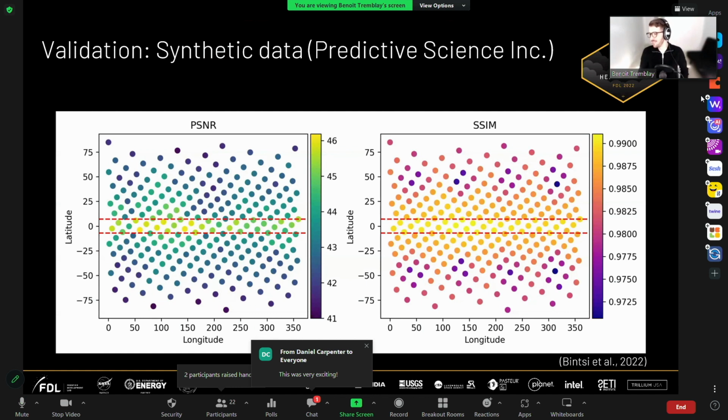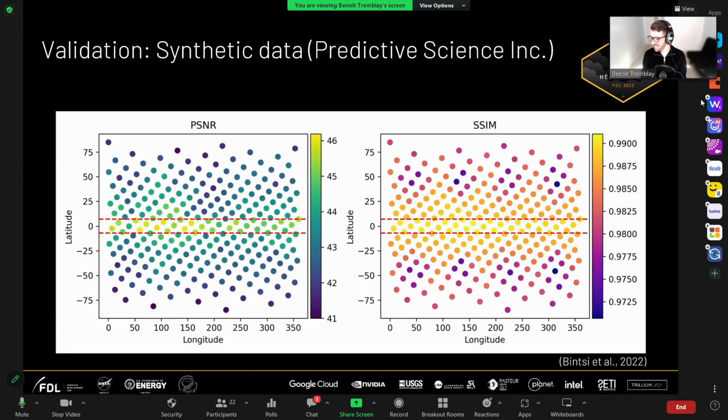Maybe it's just me, but on the SSIM, I think there's some sort of periodicity across longitude. The sort of orangey things peak around maybe 100 degrees longitude, 50 degrees latitude, and then maybe every 100 degrees longitude after that. I don't know if you can see that. I'm colorblind, so that also doesn't help. But is that something I should be worried about, or you should be worried about?